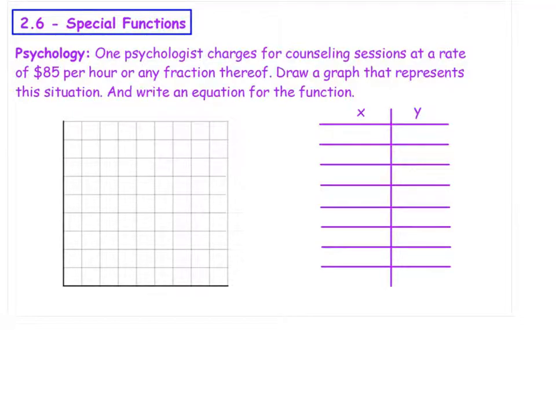So let's start out with 0. If you don't see the psychologist, you're not going to pay anything. If you go see him for 1 hour, then you have to pay $85. If you spend 2 hours there, then you have to pay $170. And if you spend 3 hours there, you have to pay $255.